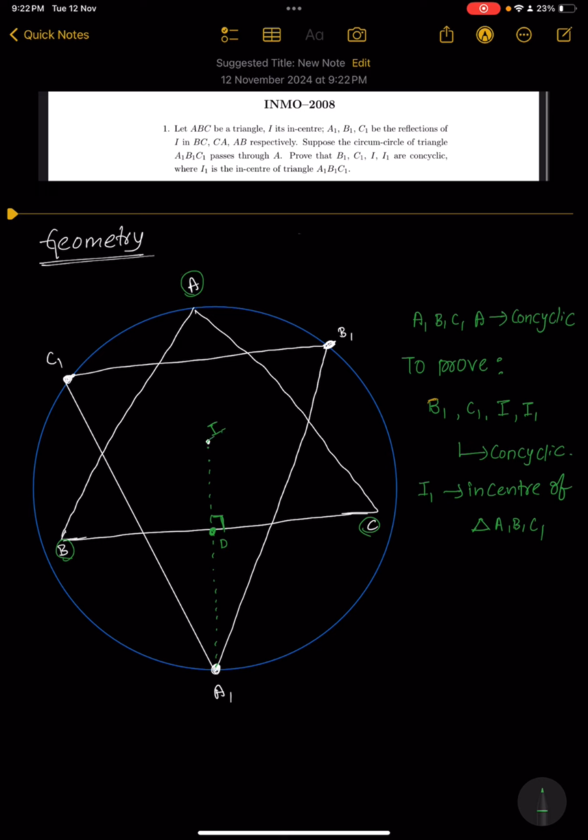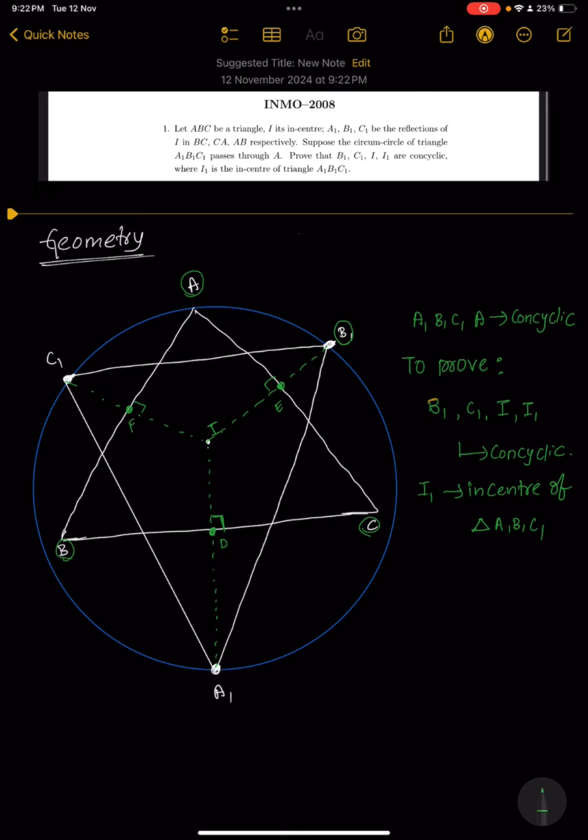Similarly, let this intersection point be E. This is 90 degrees. And B1 is the reflection of I in AC. Similarly, C1 is the reflection of I in AB, and this is 90 degrees. Let this intersection point be F.